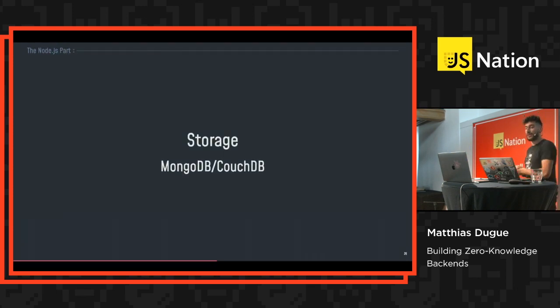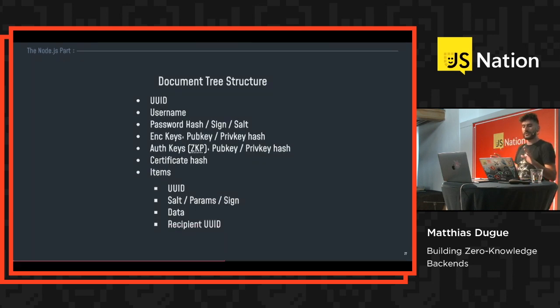For the storage, I rely on the venerable MongoDB or even CouchDB sometimes. Even on the always-on documentary structure, which contains, but is not limited to, the UID, the username, the password hash, signature source, the various keys, public keys for encryption and for authorization, the certificates, and a collection of items that are just the blobs of data I pushed on the backend to get them available to retrieve on another client.